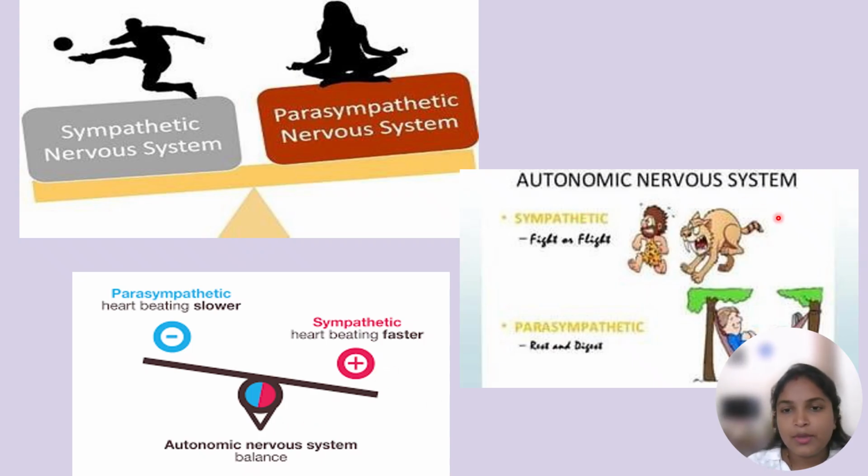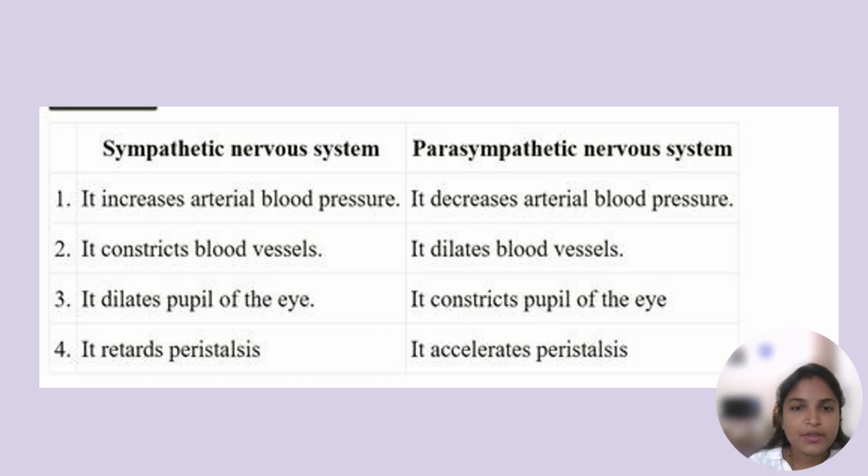In the autonomic nervous system, the sympathetic is the fight or flight response, but the parasympathetic gives you a relaxation feeling. Here is the difference between the sympathetic and parasympathetic nervous systems. The sympathetic nervous system increases arterial blood pressure, whereas the parasympathetic decreases it. The sympathetic constricts the blood vessels, whereas the parasympathetic dilates them. The sympathetic dilates the pupil of the eye, whereas the parasympathetic constricts it.